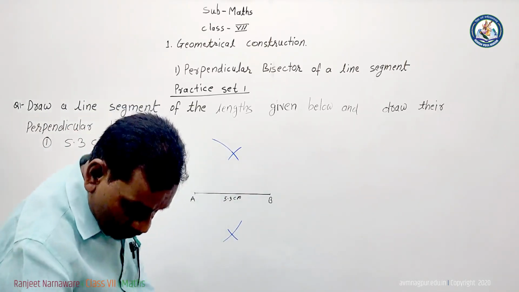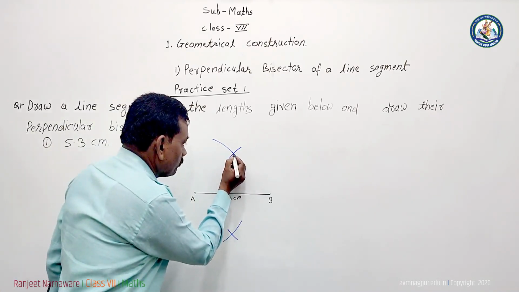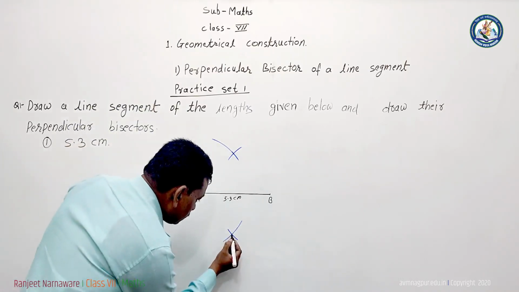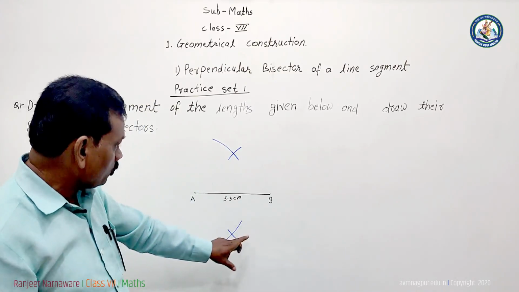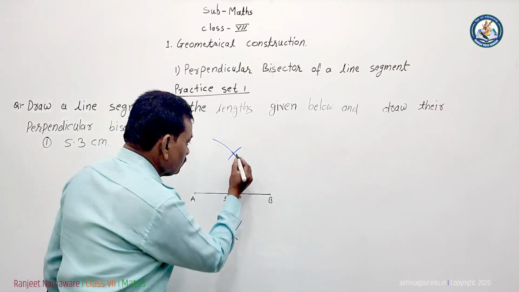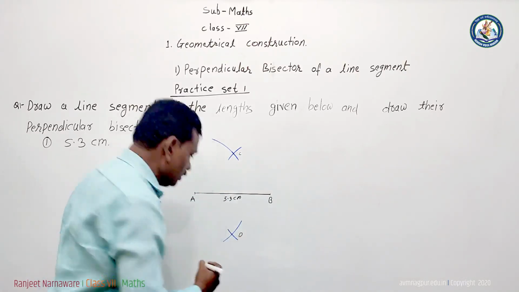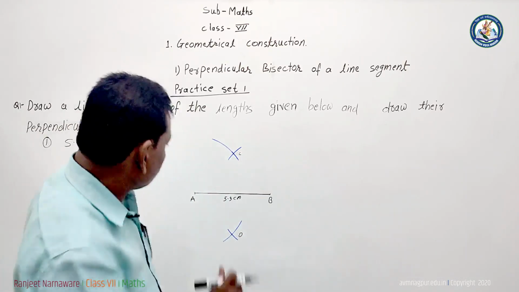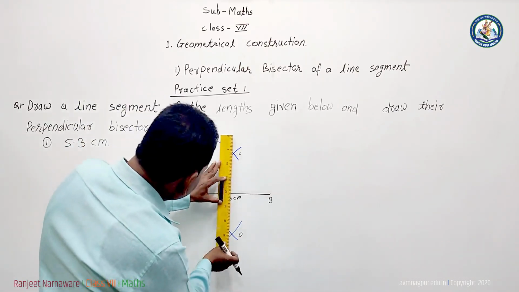Now we get here a point by intersecting two arcs and here a point by intersecting these two arcs. Name these points. Suppose this is C and this is D. Then again use the ruler to join this point C and point D like this.